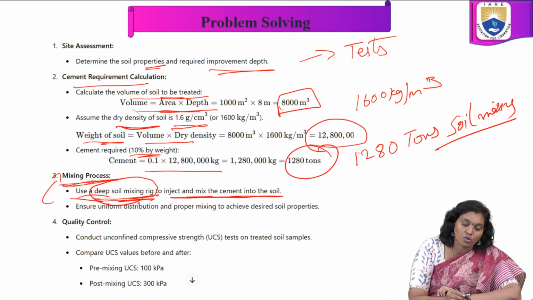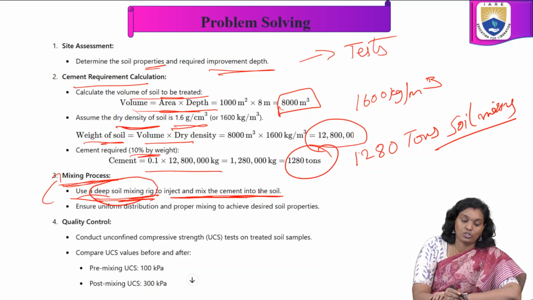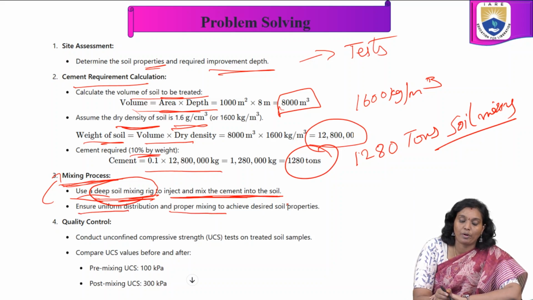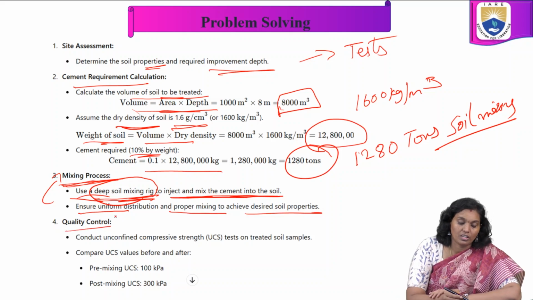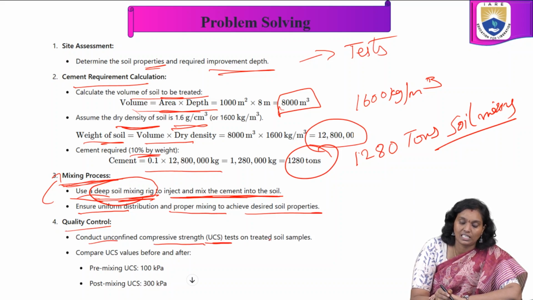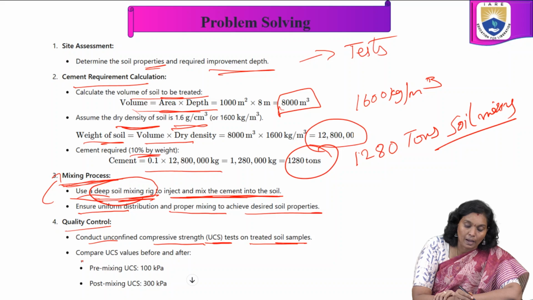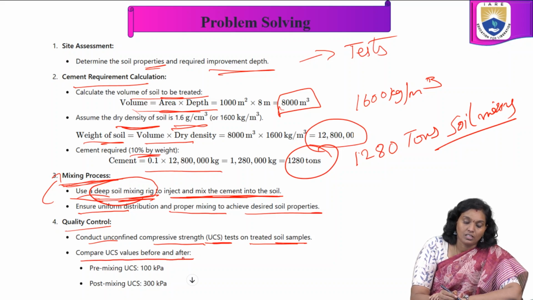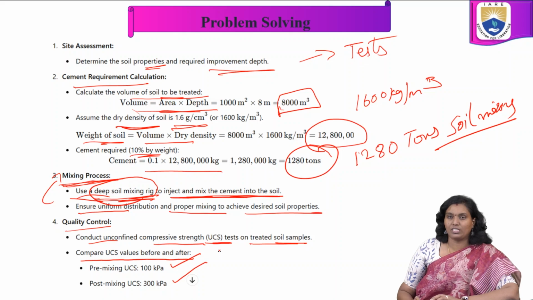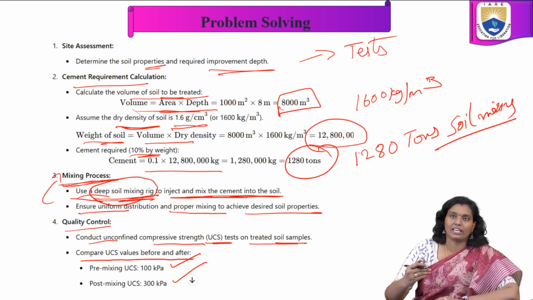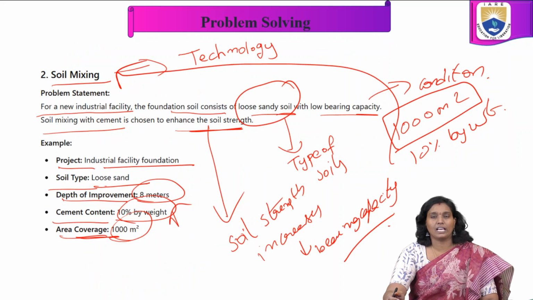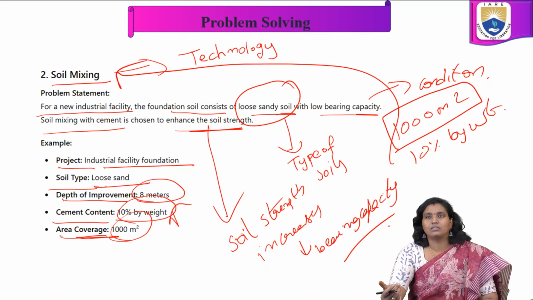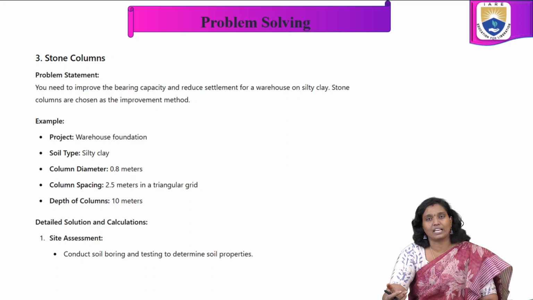Now here, using a deep soil mixing rig to inject and mix the cement into the soil, ensure uniform distribution and proper mixing to achieve desired soil properties. Now we move on to the quality control. Conduct unconfined compressive strength UCS tests on treated soil samples. Compare UCS values before and after. So pre-mixing UCS and post-mixing UCS, for understanding how much strength we are getting, how we reach the desired properties of the soil. This kind of technology is helpful for getting the required properties of the soil for construction works.